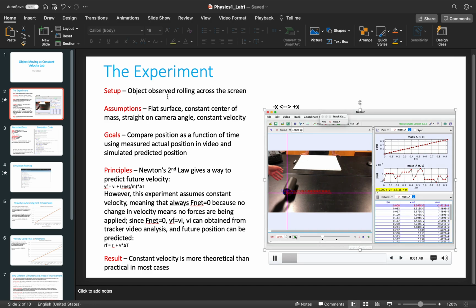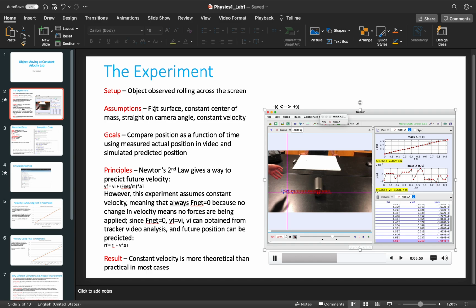The setup was an object that would be observed rolling across the screen. We had some assumptions to make, mainly being that the object was rolling on a flat surface, there was a constant center of mass of the object, the camera angle was straight on, and there was a constant velocity. We wanted to compare the position as a function of time using measured actual position in the video and a simulated predicted position.